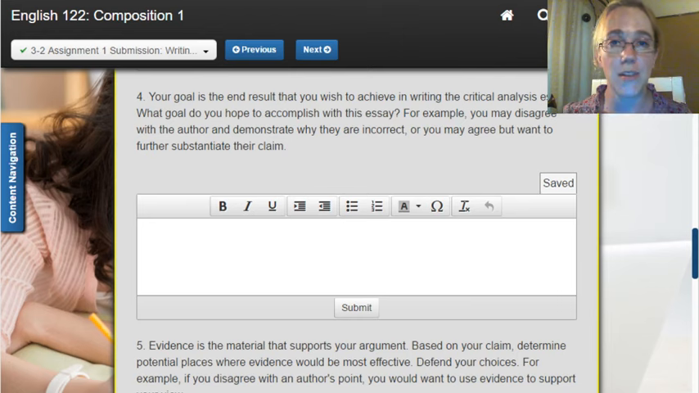It doesn't have to be the same goal that you have. Maybe you interpret this essay completely differently, and if you do, awesome. That's the cool thing about writing. We can all look at the same piece and have a different reaction. So number 4 is your goal that you wish to achieve in writing this critical analysis essay.